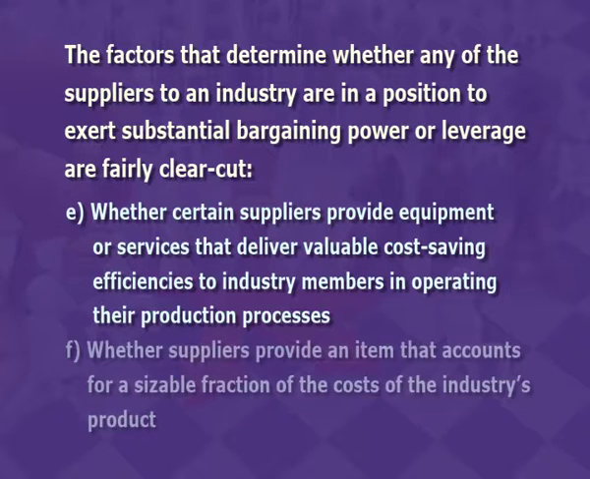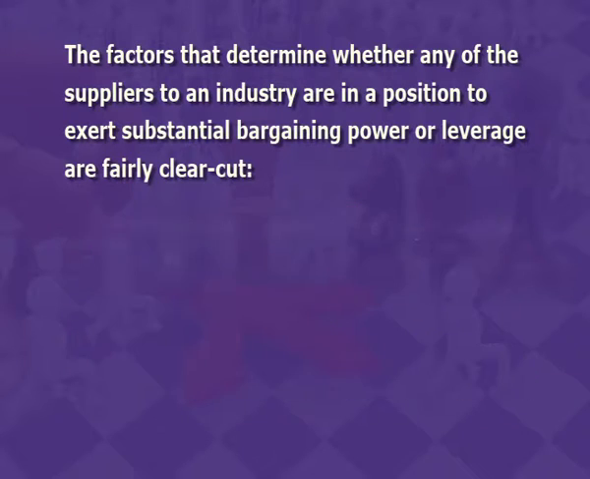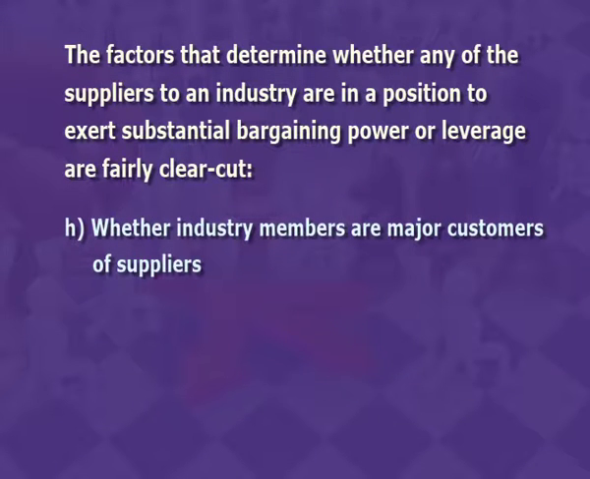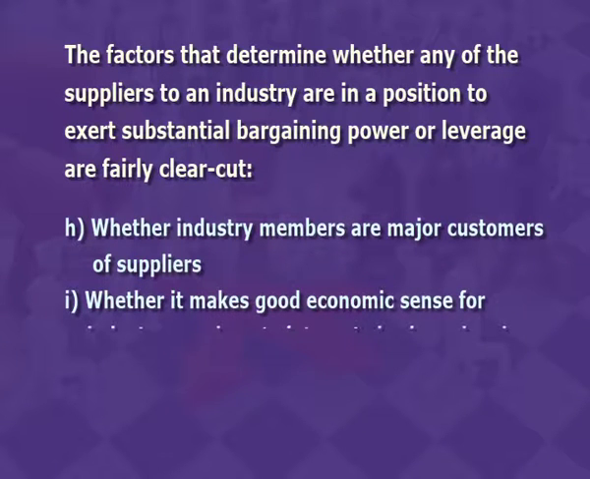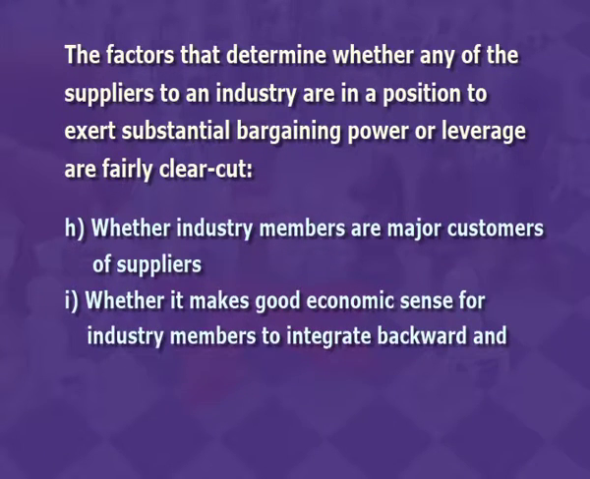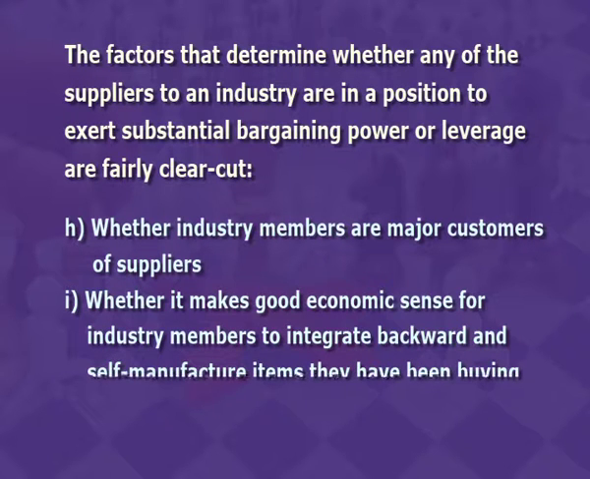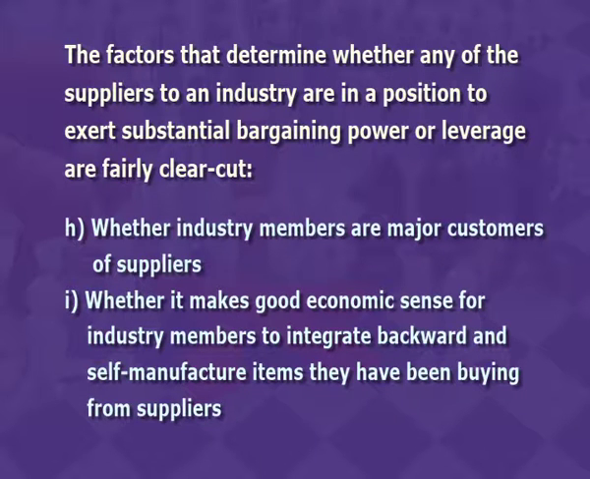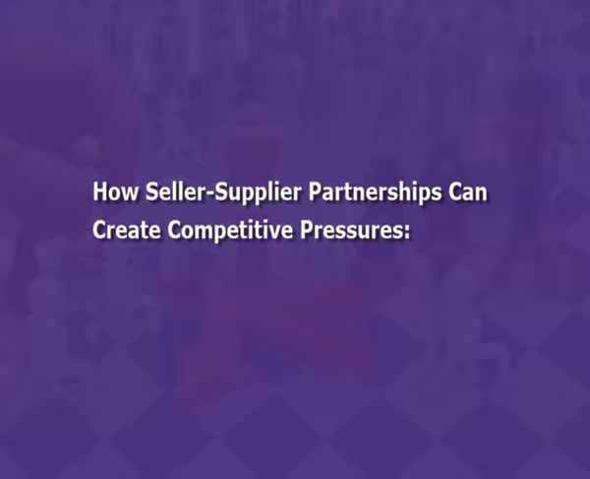E. Whether certain suppliers provide equipment or services that deliver valuable cost-saving efficiencies to industry members in operating their production processes. F. Whether suppliers provide an item that accounts for a sizable fraction of the costs of the industry's product. H. Whether industry members are major customers of suppliers. I. Whether it makes good economic sense for industry members to integrate backward and self-manufacture items they have been buying from suppliers. Now, how seller-supplier partnerships can create competitive pressures.